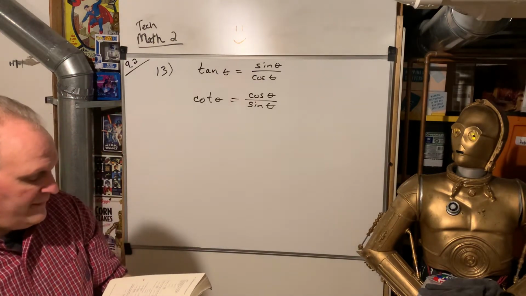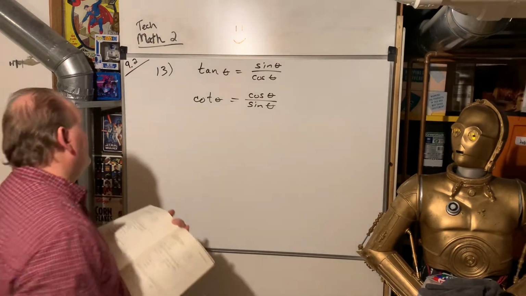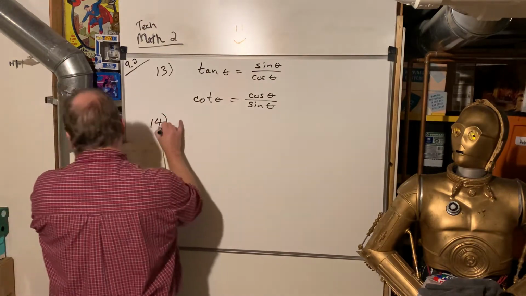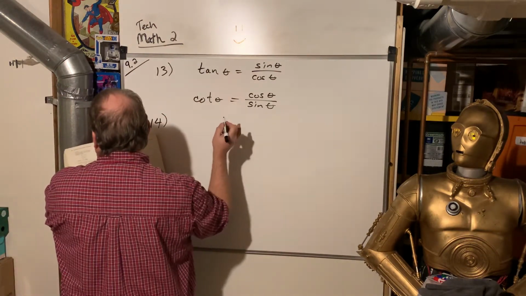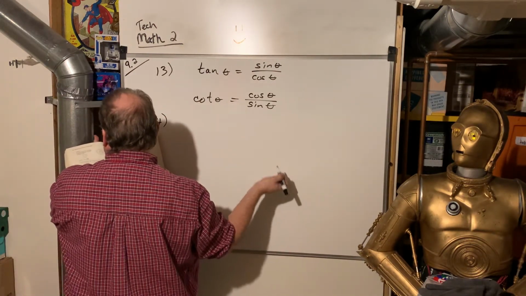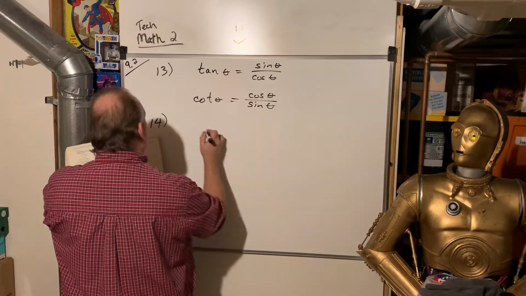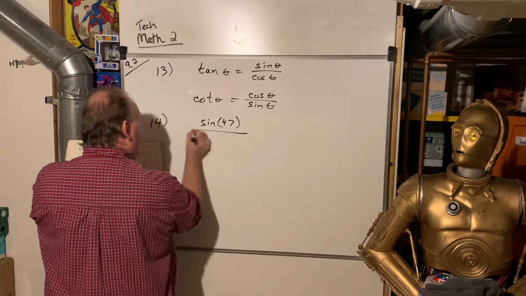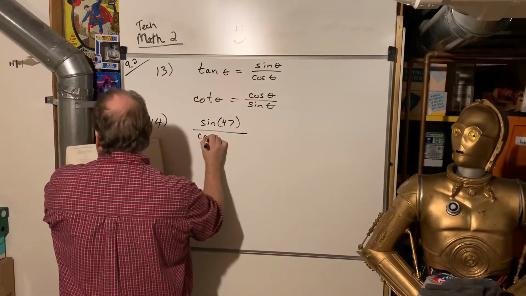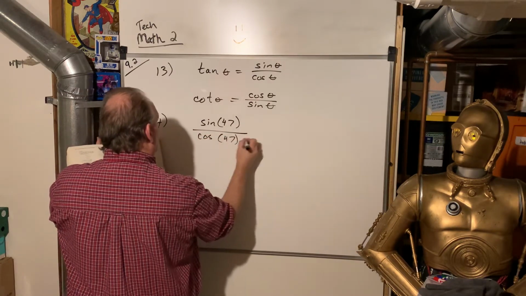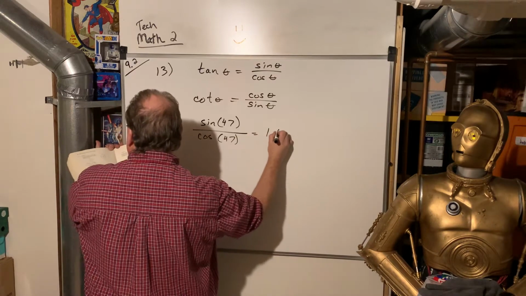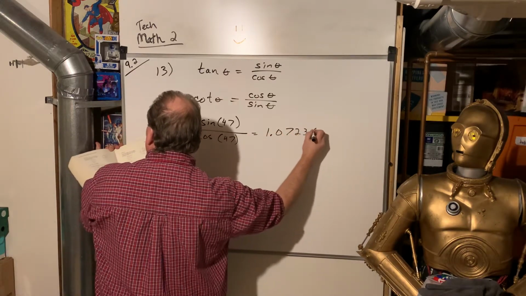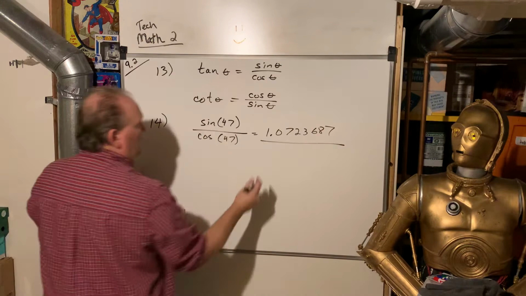All right, let's look at 14. That's also proof positive of this. They have it already worked out. They took the tangent of 47 degrees on the calculator. It's 1.07. Now, if you do the sine of 47 degrees divided by the cosine of 47 degrees, and then hit enter, you will get exactly the same thing.